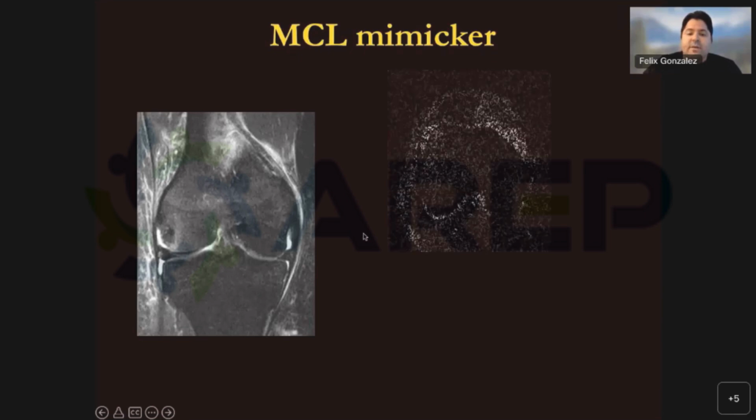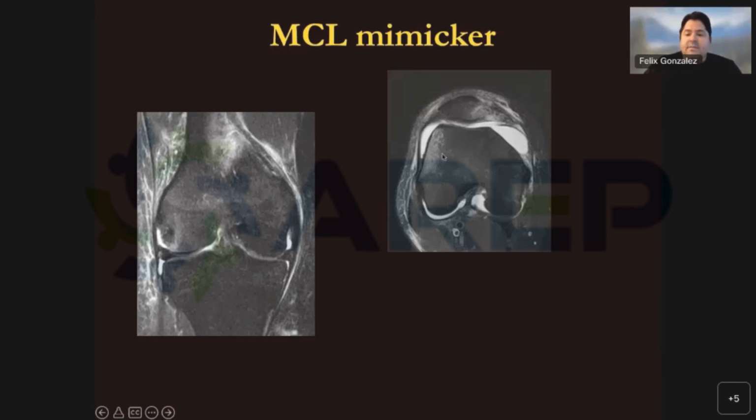So here's another one. You basically have a dislocation of the patella here, and consequently you have injury of the MPFL, the medial patellofemoral ligament, and that edema basically just trickles down onto the area superficial to the MCL, mimicking MCL injury.